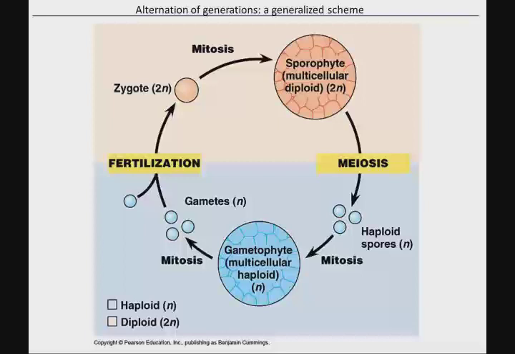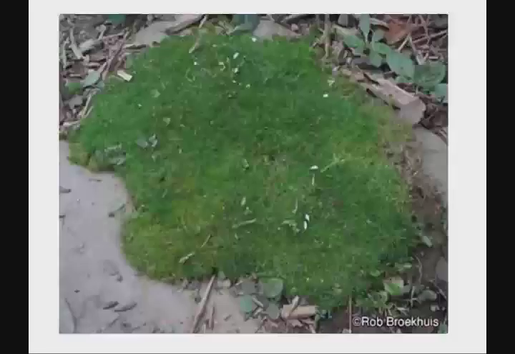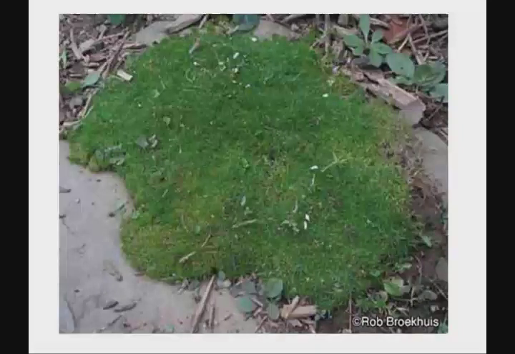It's not always obvious to us, and we're going to learn about what to look for, but this is what plants do. Now, our first group are the bryophytes. These are the mosses. They're seedless and non-vascular. So there's our beautiful bed of moss. It's like a carpet of moss. And the reason that we most often see moss as a carpet is because it doesn't have vascular tissue.